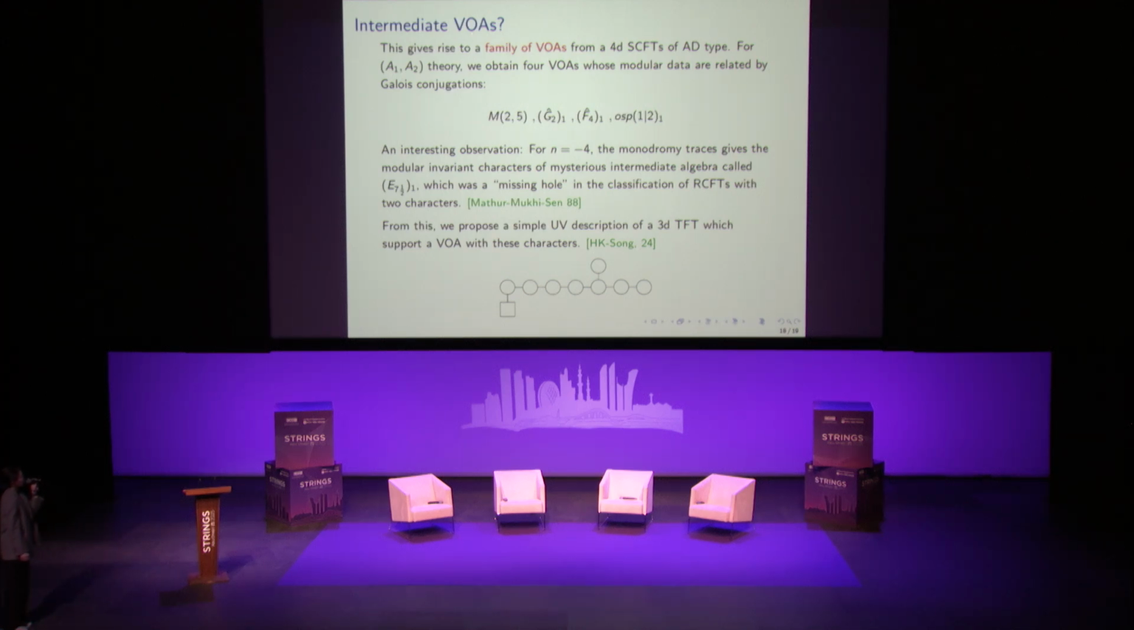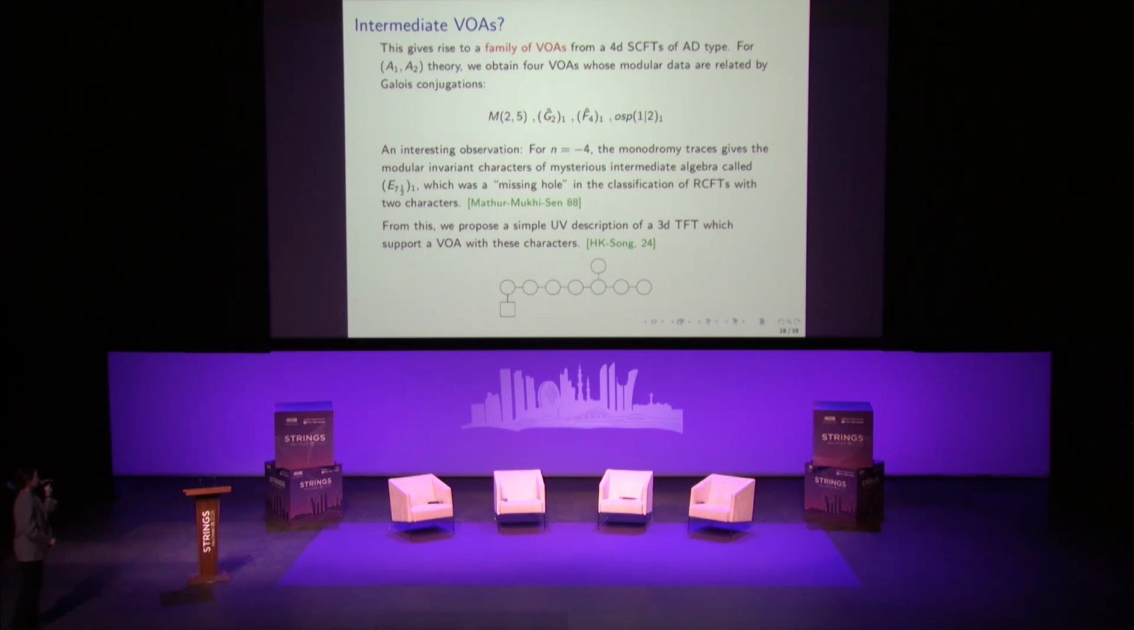An interesting observation is that the Schur index formula actually has a better convergence property if you think about the negative powers of n. And what's interesting is when n is equal to -4, this monodromy trace formula gives the modular invariant characters of this mysterious intermediate algebra called E7.5 at level 1, which was one of the missing holes in the classification of the SCFT with 2 characters in this original MLDE program conducted by Mathur, Mukhi and Sen. And from this observation, we can actually propose a very simple UV description of a 3D topological field theory that supports the vertex operator algebra with these characters.